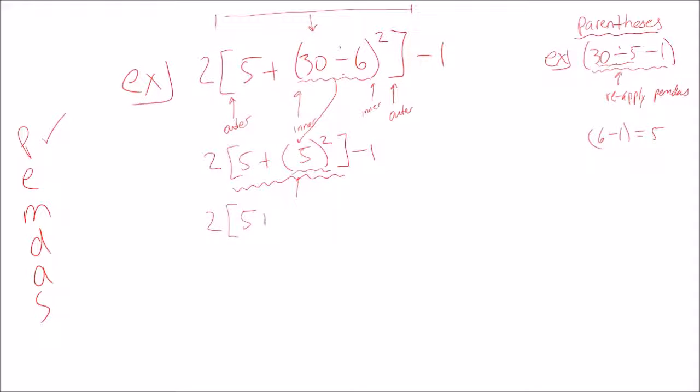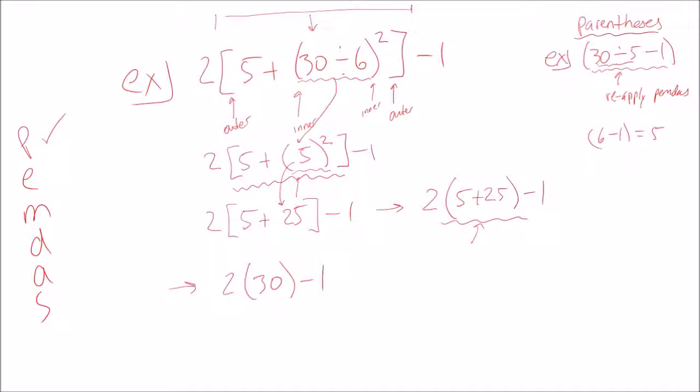2 bracket 5 plus 25, which is our 5 squared, bracket minus 1. Now, we don't really need the brackets here anymore. We can have 2 parentheses 5 plus 25 parentheses minus 1 because there are no inner and outer parentheses. And we're going to solve that. Again, we're doing what's in the parentheses first, which happens to be addition, and that's the first in our reapplied PEMDAS. So we're going to do 2 times 30 minus 1. Now we're going to go back through our list here. We don't have any more exponents. We do have multiplication. So let's do the multiplication here. We're going to get 60 minus 1. It's a simple expression. The answer is 59.